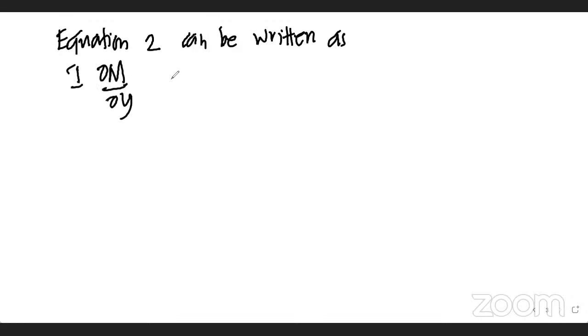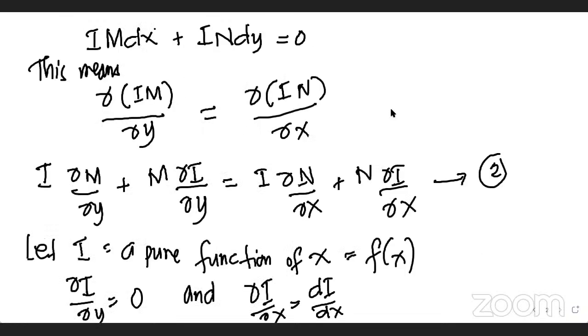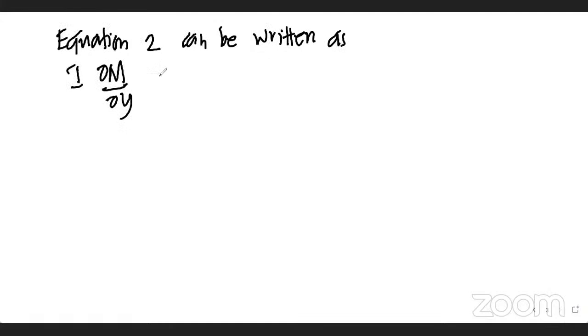Yung pangalawang term is magiging 0 na, no? Ito guys, balikan lang natin. Change ko lang yung color. So this will become 0. And this will become total differential or ordinary derivative na di over dx. So here we have I times partial of m with respect to y is equal to I times partial of n with respect to x.